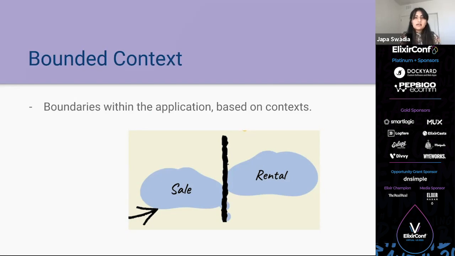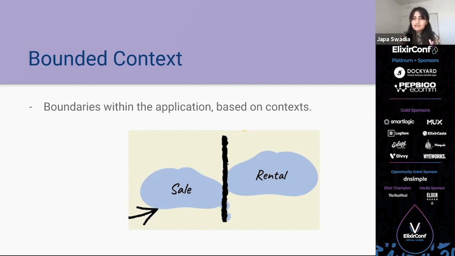Last but not the least, there's the idea of a bounded context. And this, I think, is the core or the central idea when it comes to implementation in Elixir. And what it means is simply boundaries within our application. Now, these boundaries are really important as your app grows, because each of these bounded contexts in your domain might have rules that are different. For example, in the case of the bike shop, you could have a context of a sale where the bike is being sold, or you could have a context of a rental where the bike is being rented out.